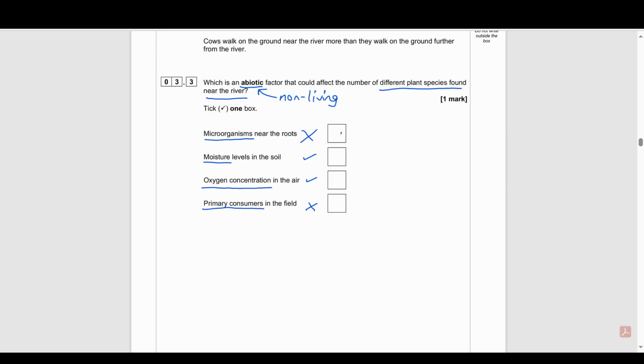Oxygen concentration in the air. Well, plants don't need the oxygen concentration to be very, very high because the plants produce the oxygen themselves. They produce the oxygen in photosynthesis, and then they use that oxygen that they make in respiration. So figure out then that it can't be the third one, so the second one would make most sense.